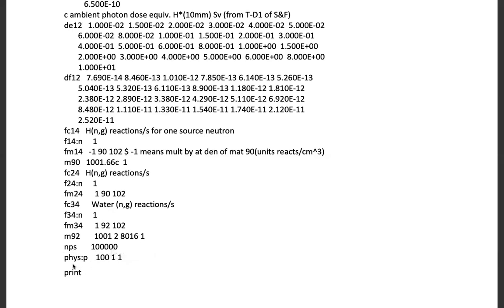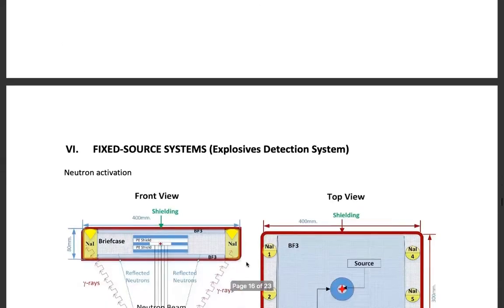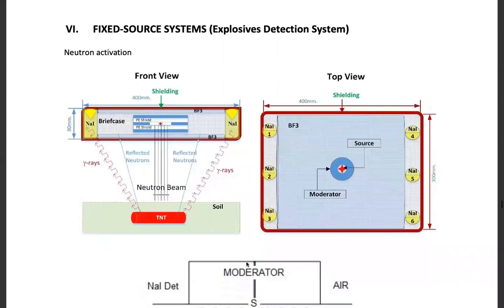Now this is a physics card for photons so that you don't waste too much time on very low energy photons. So you can see that this is the cutoff lower point for photons, and this is the print card. So you can print your results. Now on the results of the radiation shield, I spoke to you in, I think it was lecture 23 or 22. So please see the results of it.